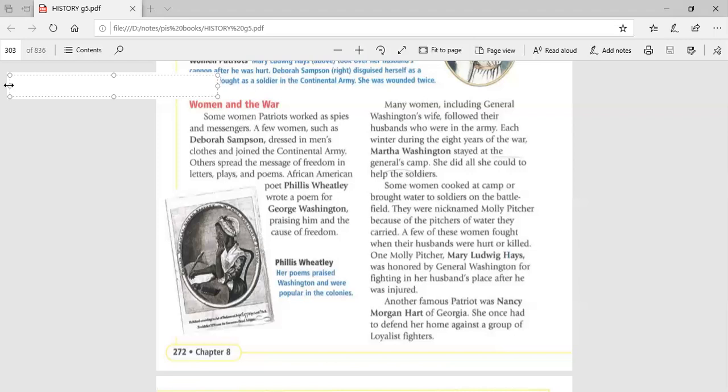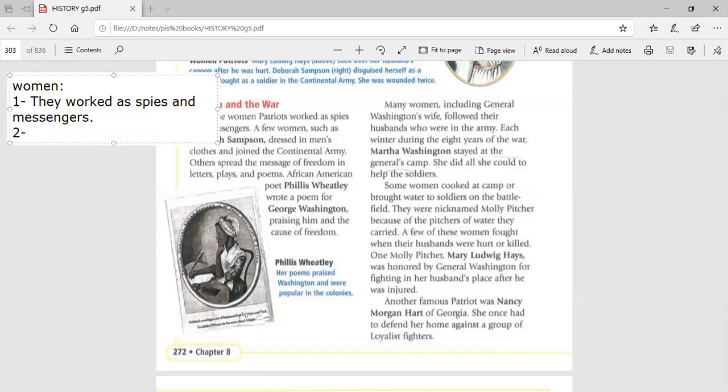Okay, so I'm going to summarize the main points of the role of the women during the Revolutionary War. So, what did the women do? Number one, guys, they worked as spies and messengers. Okay, that's first.